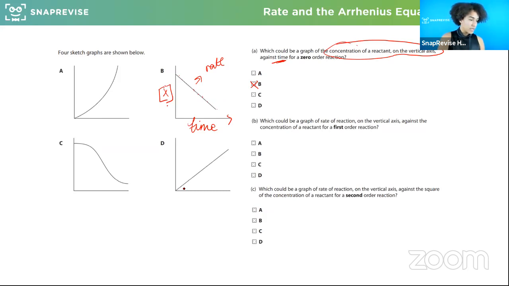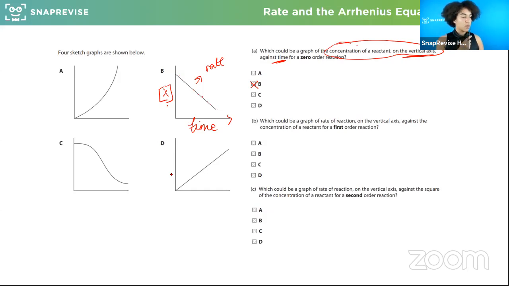But the rate for D doesn't change. Yes, that's true, Fatima, but because it said that the concentration of the reactant is on the vertical axis over time, there's just not a reaction where it's going to be going up over time, right? That doesn't quite make sense. Does that make sense?